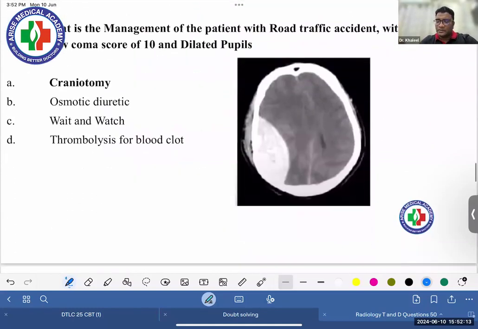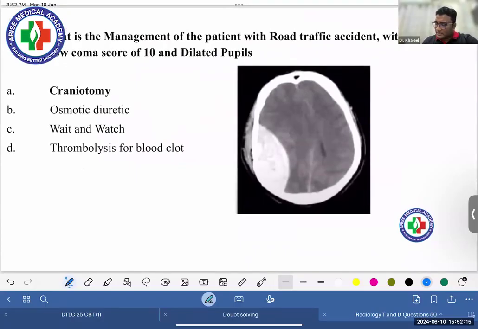Next, what is the management of this? This is classic EDH, and for EDH you need to go for surgical evacuation, that is craniotomy. Burr hole or craniotomy should be done. Right, so this is EDH.